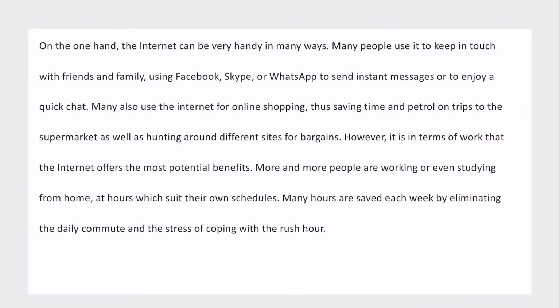So, on the one hand, the internet can be very handy in many ways. I actually like the phrase "very handy." It's a very informal phrase. It's not particularly formal academic English. So, I mean, there's some debate. Maybe in an IELTS Task 2, you shouldn't say this and you should save this for your speaking portion. But it's a very nice and very natural sounding phrase. I say "very handy" a lot in my natural conversation. The internet can be very handy in many ways.